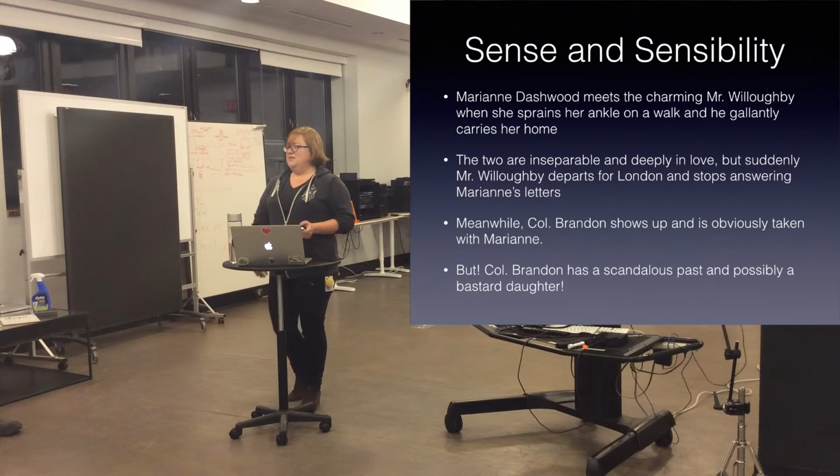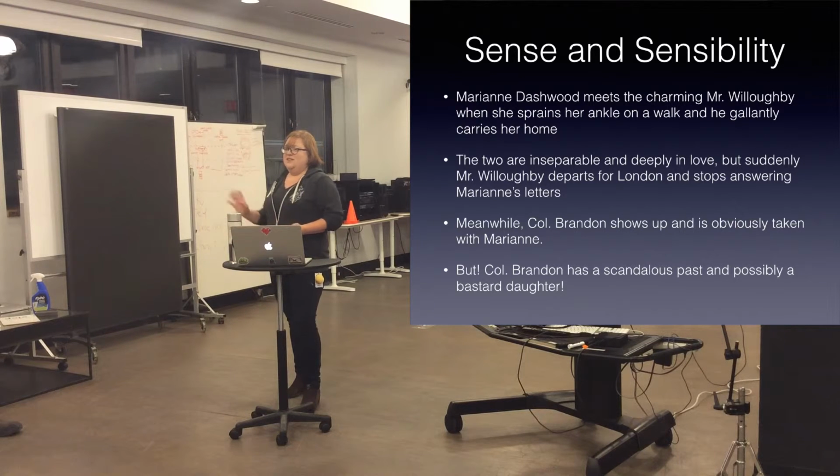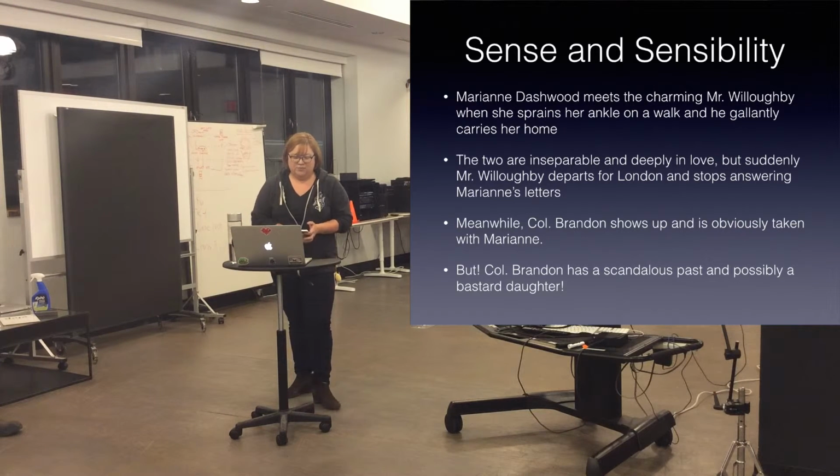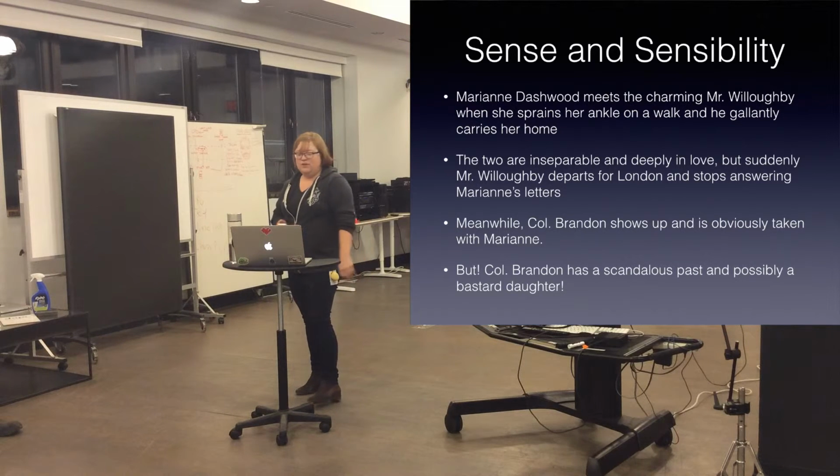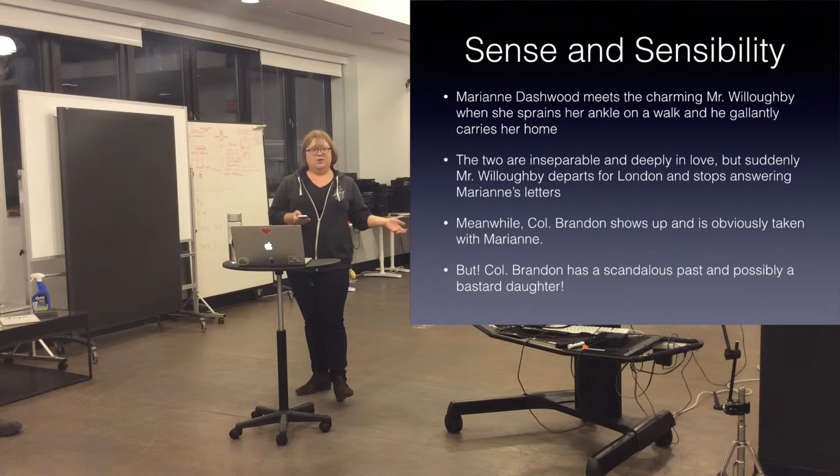They're completely inseparable and deeply in love until the moment he goes off to London and stops returning her letters. Colonel Brandon shows up. He's slightly older. He's a little bit boring. He's obviously taken with Marianne, and the only interesting thing about him is that people keep whispering that he might have a bastard daughter, but nobody knows for sure.